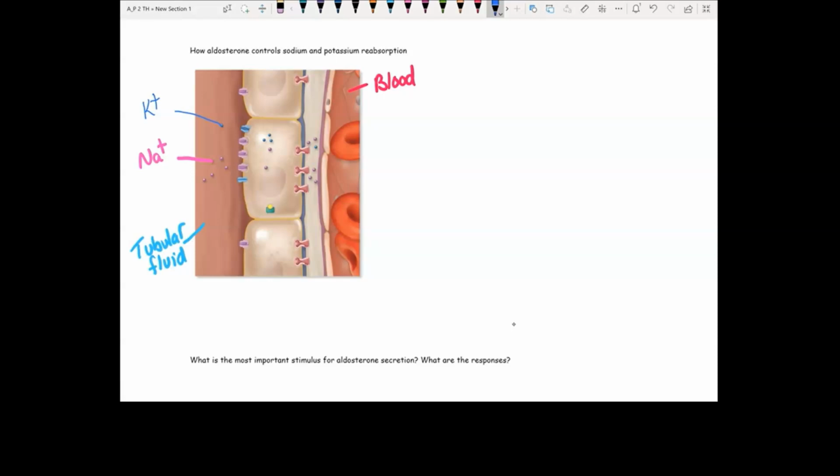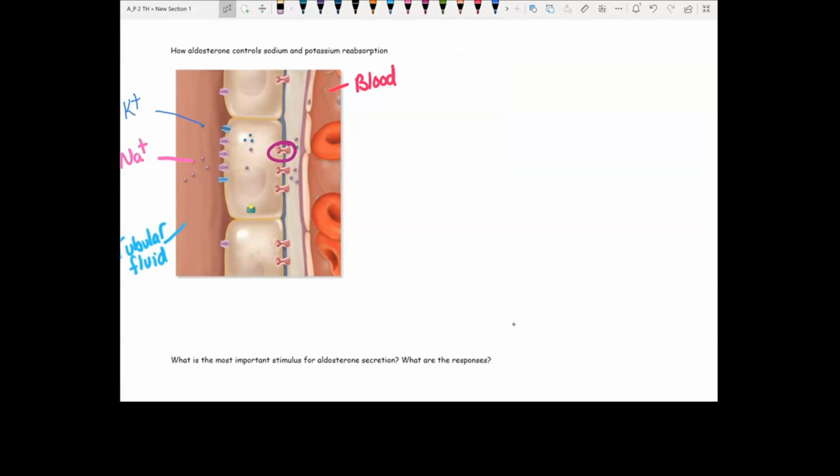You have this, your sodium-potassium pump, right here. Your sodium-potassium pump is what's going to move sodium and potassium. So your nephron has sodium-potassium pumps. Same pumps that we talked about back in chapter 12 with your neurons. And remember, it moves sodium and potassium in opposite directions. In your nephron, it's going to move sodium to the blood. So you will reabsorb sodium.